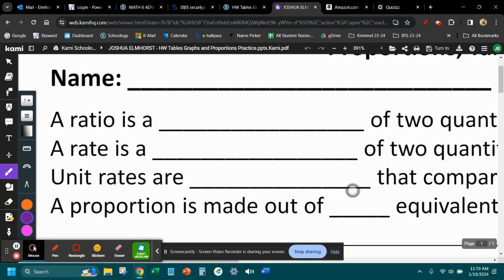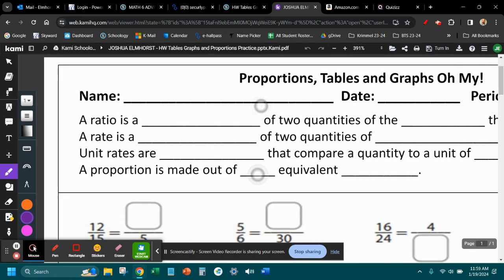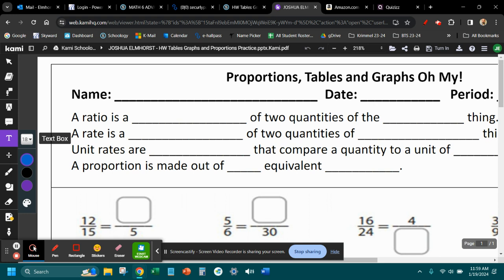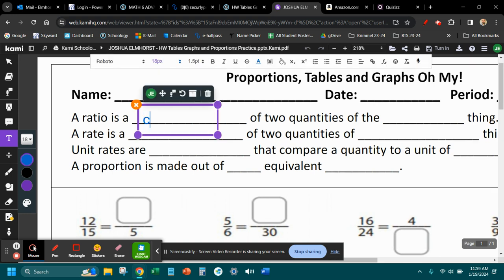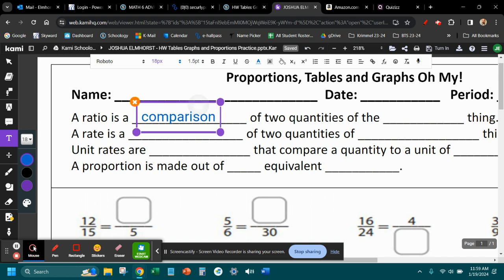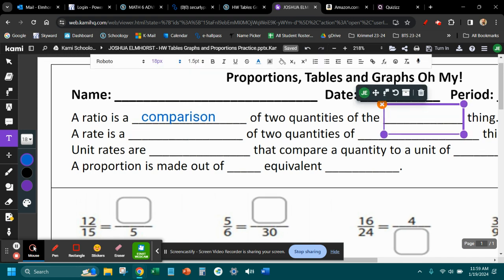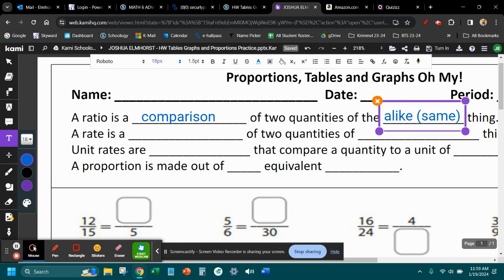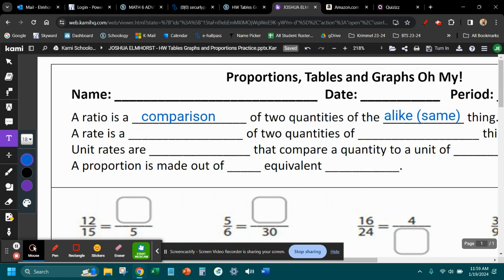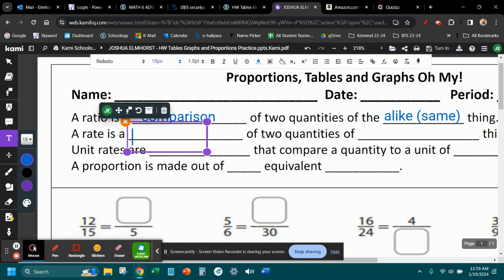Oh my. So what is a ratio? We did the definition before. A ratio is a comparison. And what is special about the ratio is that they are alike items or the same type of thing. So fruits, you can have strawberries and bananas, but they're both fruits. They are alike.